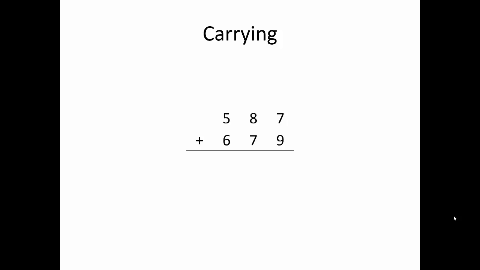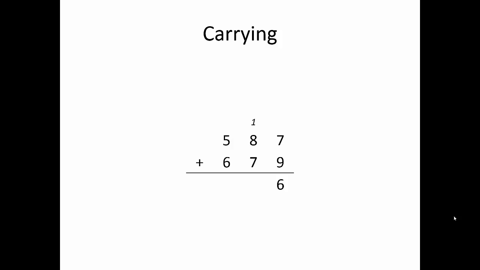If when adding a column the answer is 10 or greater, I need to carry. To do this, I write the units underneath the column I'm adding, and I carry the tens place to the next column. In the example, I start with the smallest place value. 7 plus 9 equals 16. So I put the 6 under the column and I carry the 1.